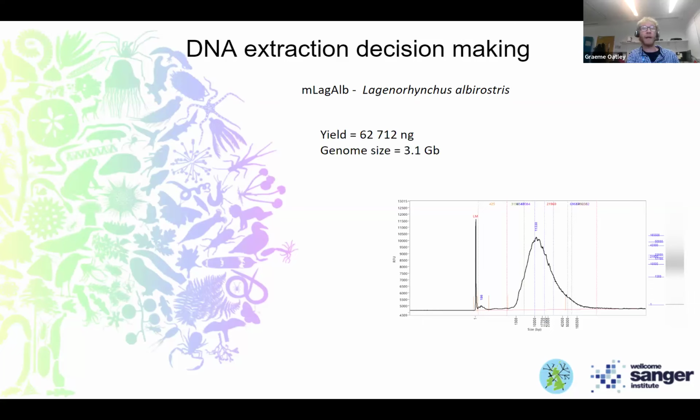The yield is very high and the genome size is large, so we want to aim for the low input PacBio fragmentation instead of the ultra low input. So we would class this as a direct submission.